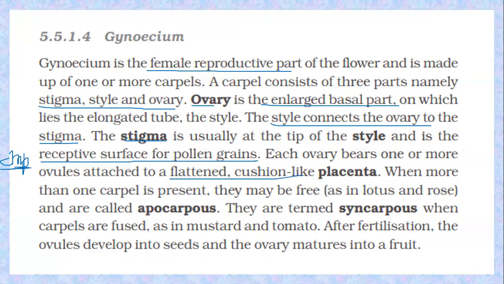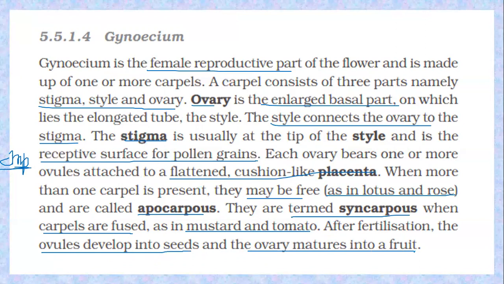They bear a flattened cushion-like structure called the placenta. If the carpels are free, that is apocarpous condition as seen in lotus and rose, and they are termed as syncarpous if the carpels are fused, as in mustard and tomato. After fertilization, the ovules develop into seed and ovary matures into a fruit.